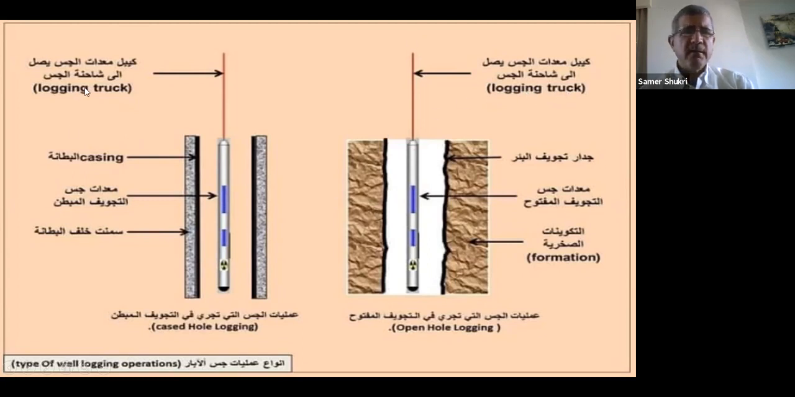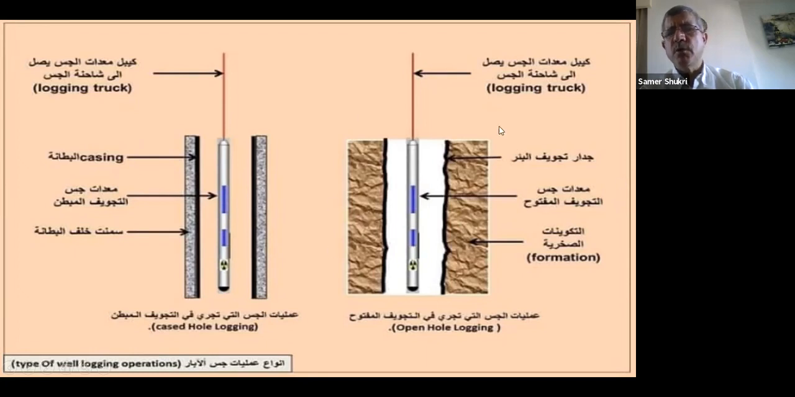Right. Here in the cased hole log, what is the difference? We have casing here, and behind the casing, we have cement. And we run the tool, same tool with logging truck and electric cable. We run it down and up, do passes through the interval, and we collect the data and do analysis for it. You see, this is open hole, this is cased hole.